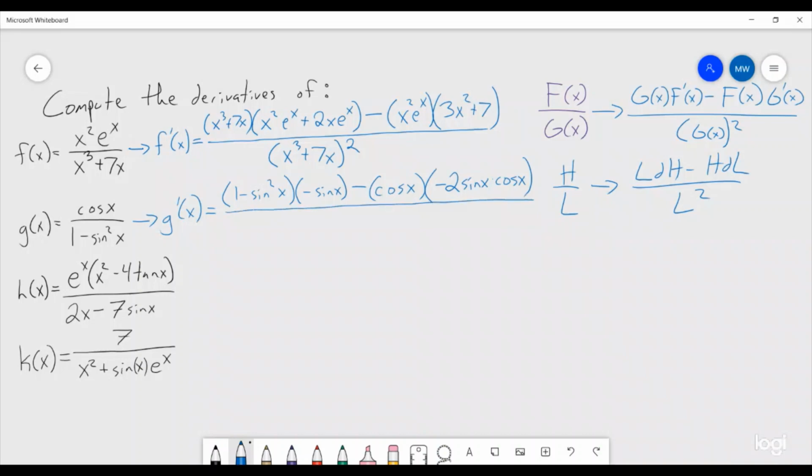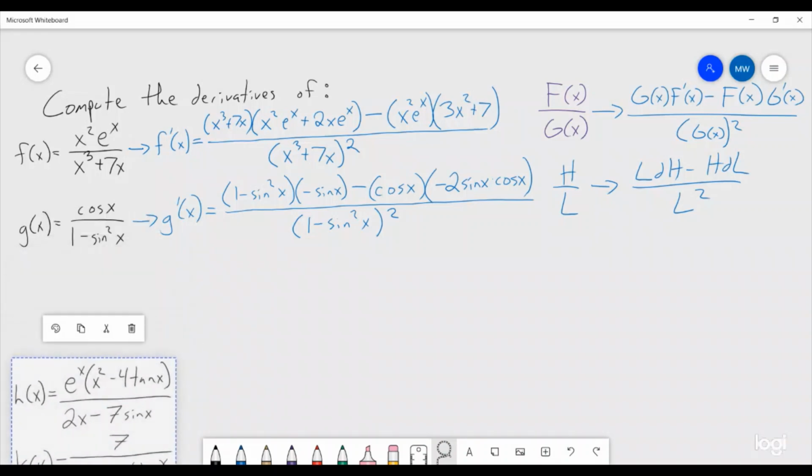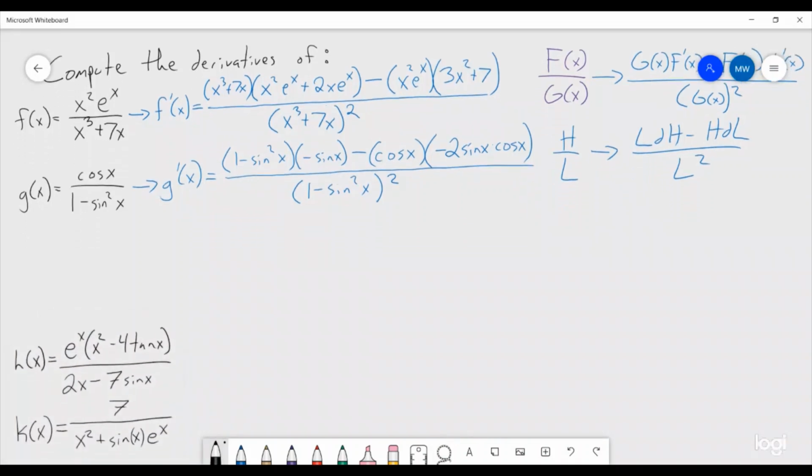And then this is all over the denominator squared, 1 minus sine squared x squared. And that is what the derivative is. However, if we were to simplify this first, we would be able to take the derivative a lot easier. So, if we were to rewrite this again, but first simplify it.